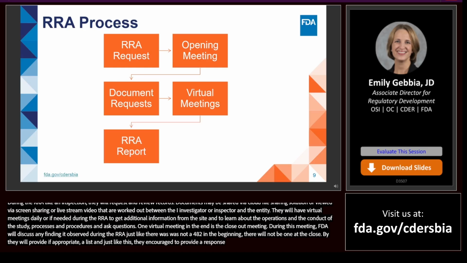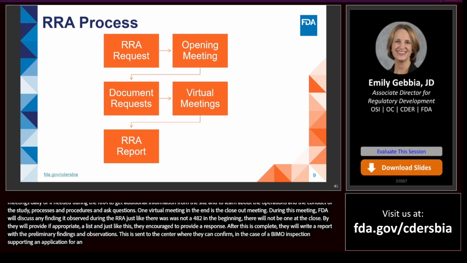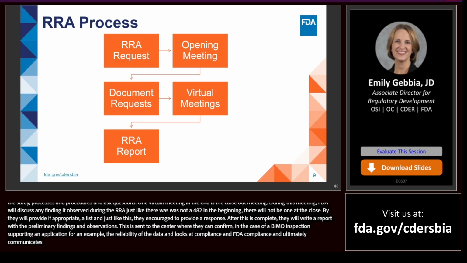After the RRA is complete, the FDA investigator writes an RRA report with its preliminary findings and observations. This is sent to the center reviewer who confirms, in the case of a BIMO inspection supporting an application, for example, the reliability of the data, looks at compliance with FDA's requirements, and ultimately communicates the findings of the RRA back to the establishment. Once the review of the RRA is complete and a letter is issued, the RRA is closed.